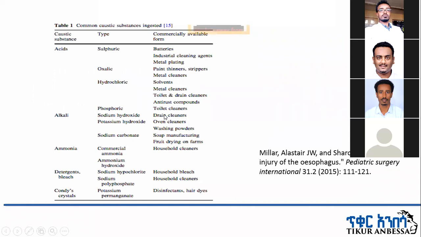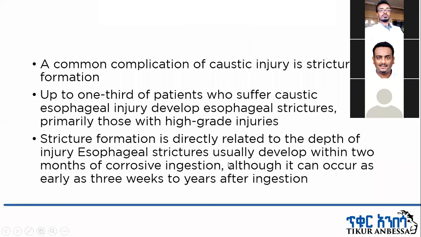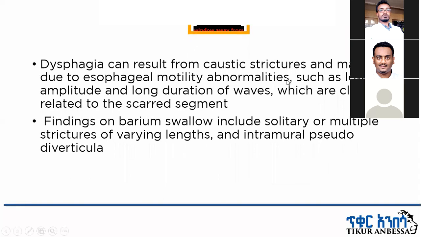And there are different offending agents. As you can see, there are drain cleaners, oven cleaners, and ammonia. These are household and toilet cleaners. And our setup is the classic barakina. It varies from setup to setup, but at least one third to a half of patients could develop a stricture. It has to do with the depth of injury in the esophageal mucosa, and usually occurs after two months of corrosive ingestion. Concomitant with the psychiatric evaluation, most patients end up in GI for management of this stricture.